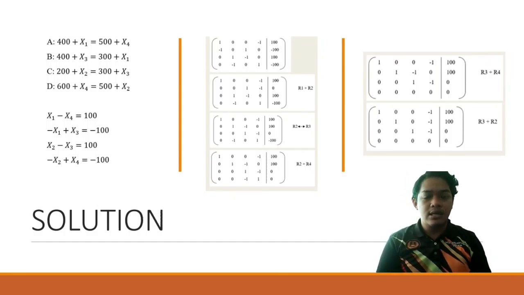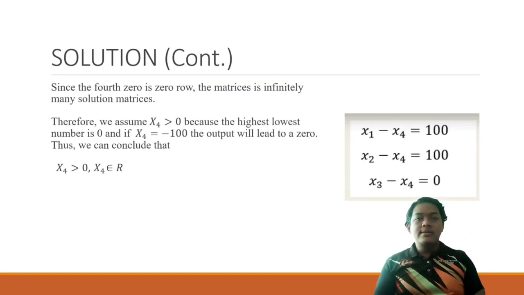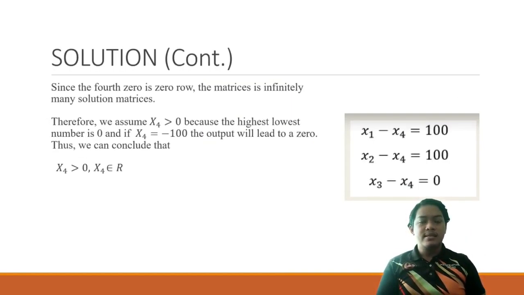After augmenting the matrix, we need to solve it using the Gaussian elimination method, and we got 1, 0, 0, negative 1, 100; 0, 1, 0, negative 1, 100; 0, 0, 1, negative 1, 0; and 0, 0, 0, 0, 0. Since the fourth row is a zero row, the matrix has infinitely many solutions. Therefore, we assume x4 is more than 0 because the lowest number is 0. And if x4 is equal to negative 100, the output will lead to a 0.